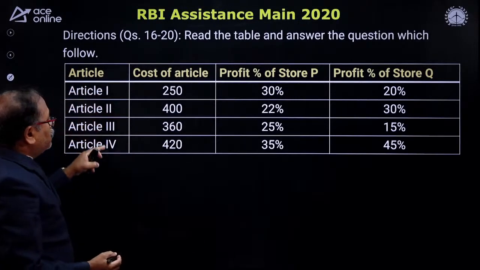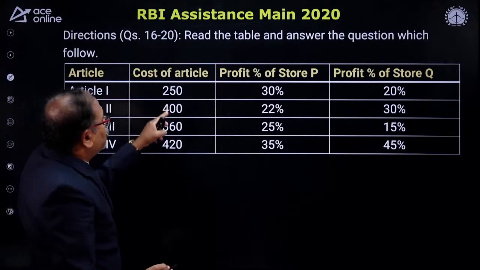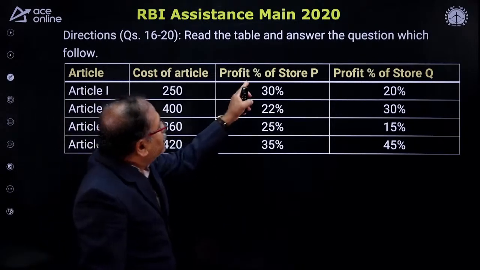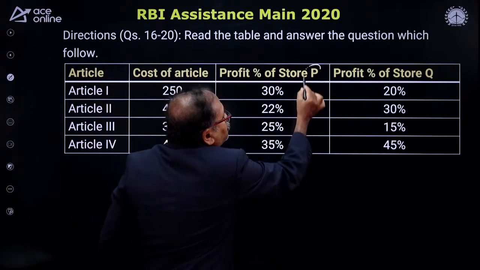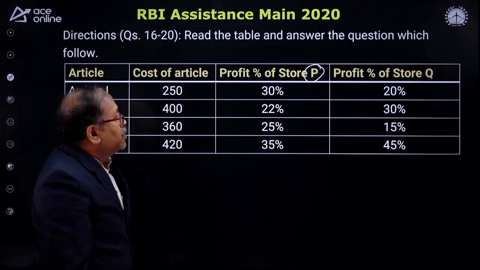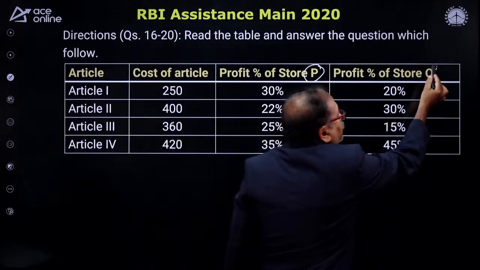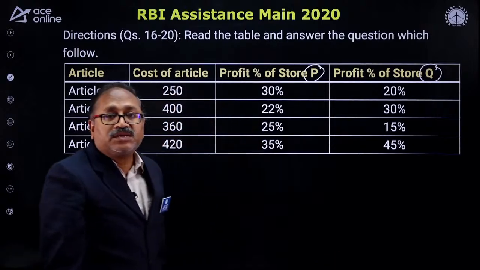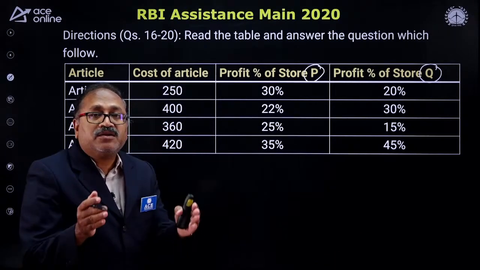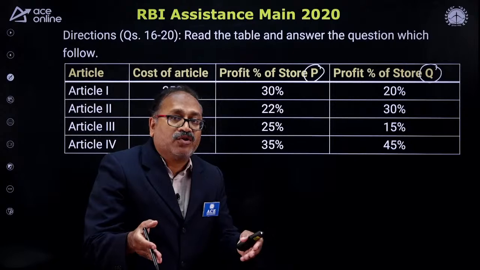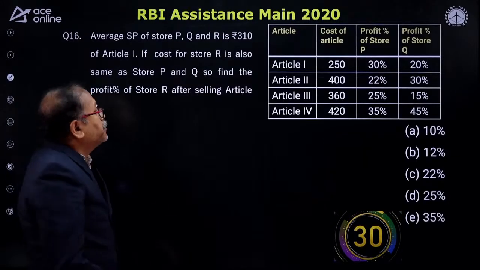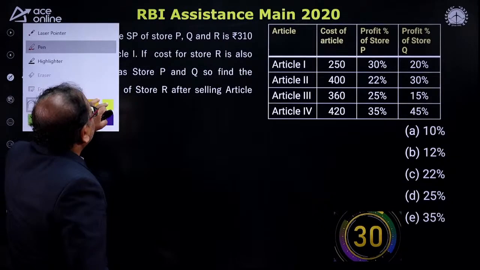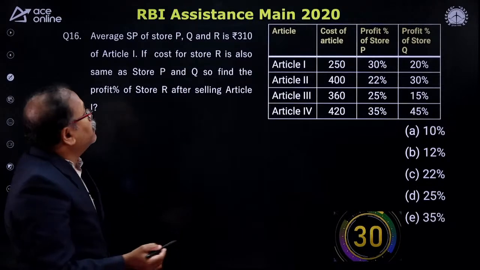Here we have article 1, 2, 3, 4, and here we have the cost price of the article. We have the profit percentage of store P given to us, and the profit percentage of store Q is given to us. So this data interpretation is based on profit and loss. Now the question on it. This is the very first question. What was the question on this?